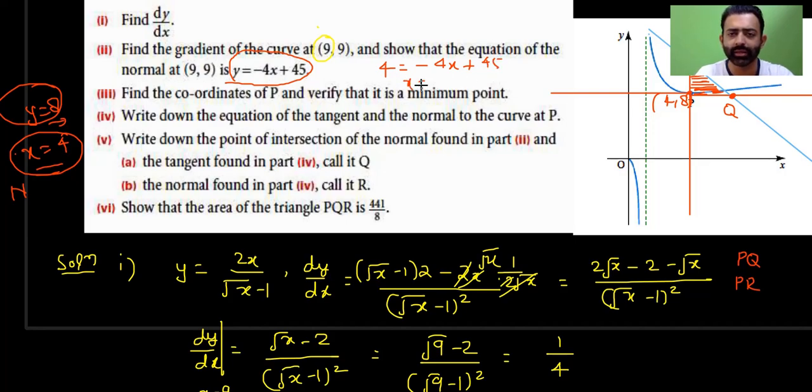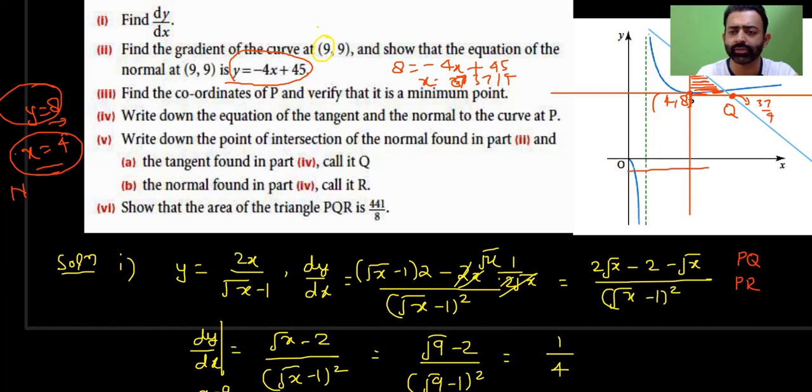Okay. Y is equal to not 4, basically y is equal to 8, because I am making this mistake. Yes, y is equal to 8 we have to do. Okay, because x coordinate is 4, y coordinate is 8. So 8 is equal to minus 4x plus 45, and this x will be 45 minus 8 is 37, 37 by 4. So this x coordinate here is 37 by 4.